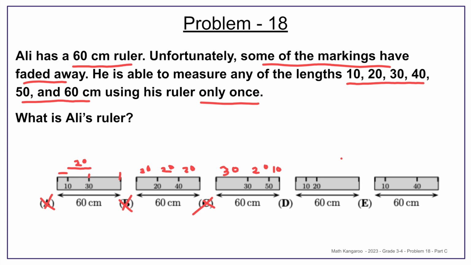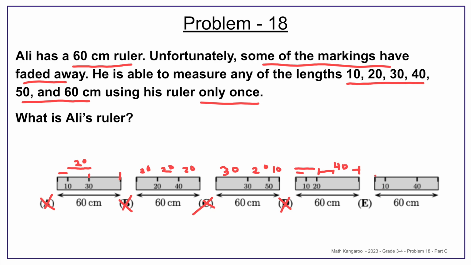Option D. 10 we can measure. We can measure 20. And the difference from 20 to 60 is 40. So we can measure 40 as well. But we cannot measure 30. So this is not our option.